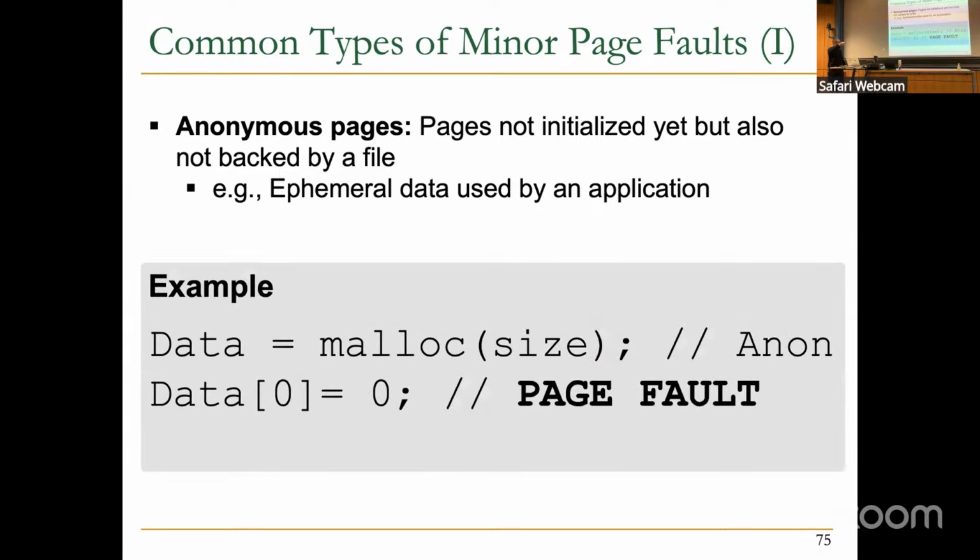You can see an example here. I am doing a malloc in C. This is an anonymous page. Why is it anonymous? Because it's not backed by a file. And I'm doing a write. I want to initialize my data. I'm doing data of 0 equals 0. This means I'm going to the first page of data, and I'm saying write 0 there. But what happens here? There's no mapping established yet. And with no mapping established yet, the operating system says, okay, I do not have a location yet. I need to allocate data for this piece of array.